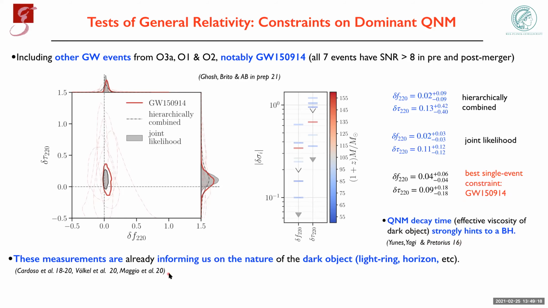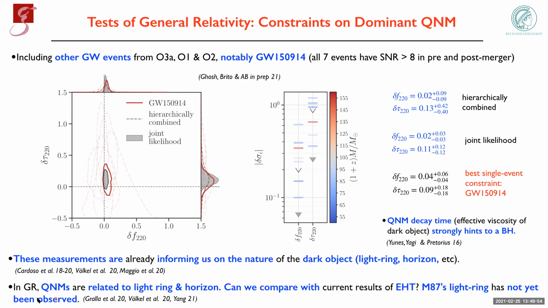Moreover, these measurements are already informing us on the nature of the dark object, about the light ring, about the horizon. Yesterday we also heard in the talk by Paolo Pani that these results can, for example, say that the surface of the dark object is away from the 2m, if it were Schwarzschild, by just 1%. This is, for example, one of the impacts that a measurement of the frequency of the dominant mode at the level of 10% could have, already has.